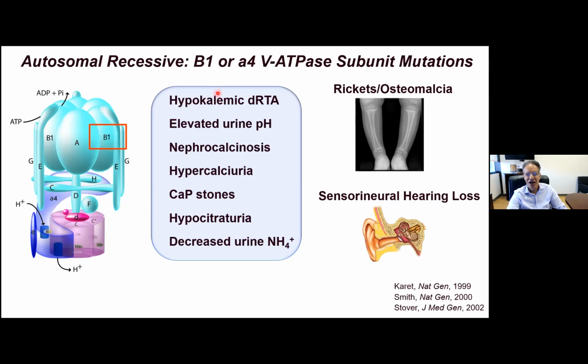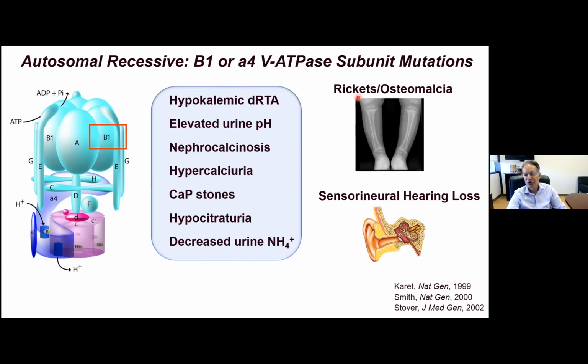And these patients have hypokalemic distal RTA, an elevated urine pH, nephrocalcinosis, hypercalciuria, calcium phosphate stones, a low urine citrate, and they have decreased NH4+ in the urine. Not because of a problem generating the ammonia from glutamine, but as we'll see, a problem with ammonia partitioning. There are other patients that also have this A4 subunit mutated, and they can have the same phenomenology.